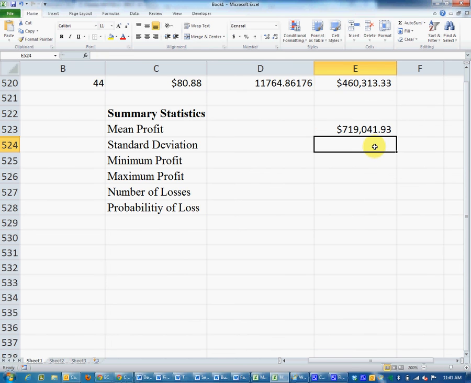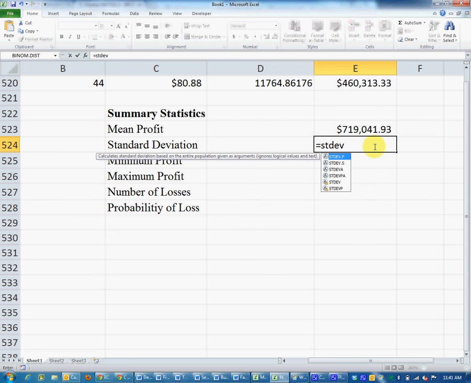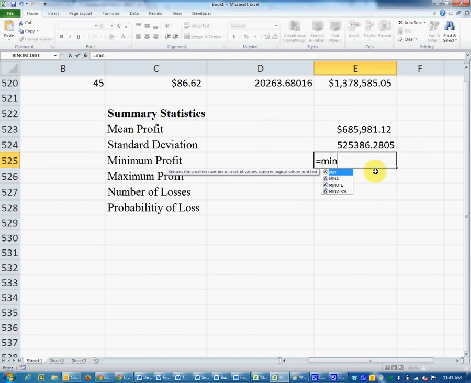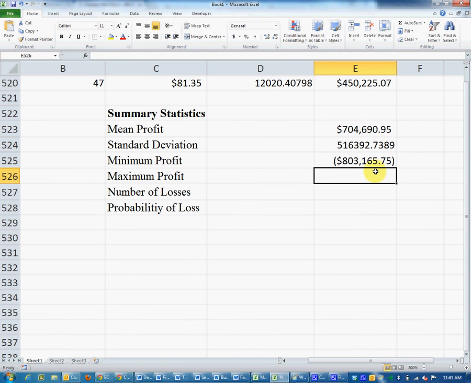Enter. So standard deviation is equal STDEV. You guys should know this stuff by now. Then I'm going to paste in the E20 to E520. Enter. That's a big standard deviation. Next one, minimum, MIN. Paste. Max equals MAX. Paste. And I'll make all of the formulas visible to you in a second.